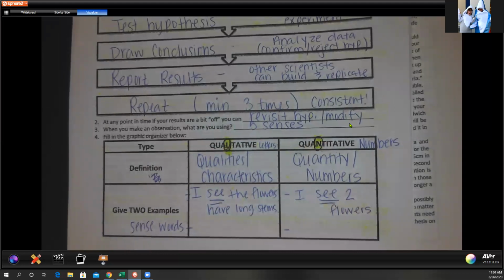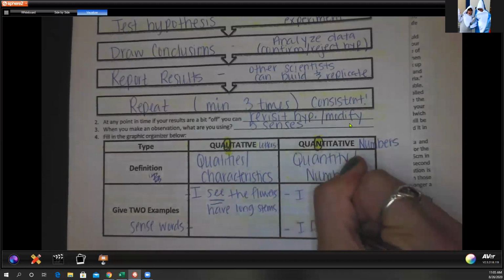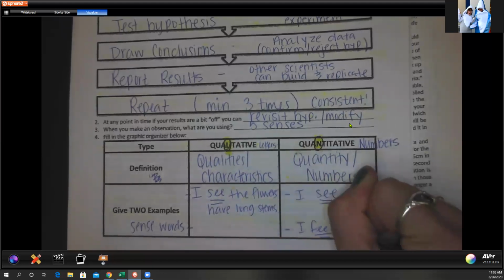Let's do a different one that's not sight, though. Let's think about observations that aren't sight. So give me a quantitative one that is not sight. Sam. I can feel that there's 2 highlighters. Good. I feel 2 highlighters.